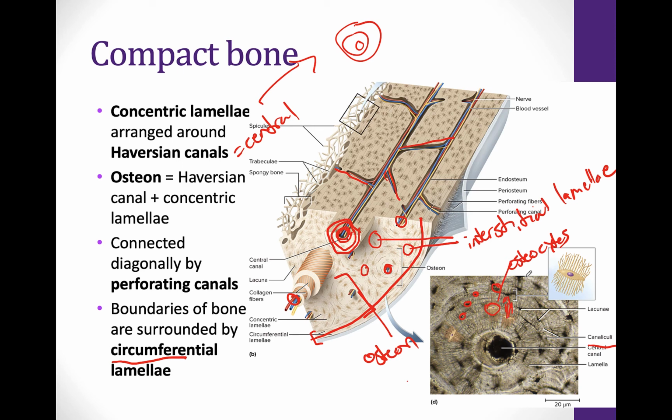They're made up of collagen, which is flexible, and then a ceramic component called hydroxyapatite, which gives it its strength. But each on their own would make the bones too flexible or too brittle, but together they provide a flexible strength.